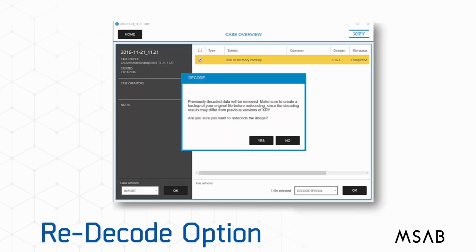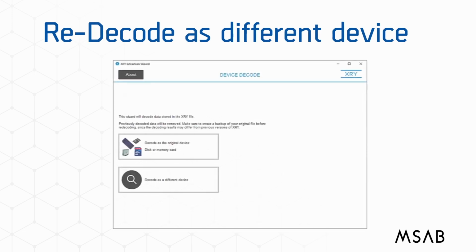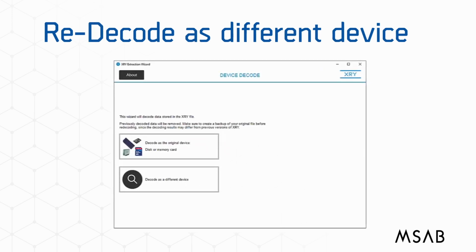This was previously only available from within the XRY application of version 7, but using the highlighted button you see here for Decode Special, you can now select the original profile or select to decode as a different device. This is particularly useful if XRY provides greater or improved support in a newer version. You can now use that to decode existing XRY files.